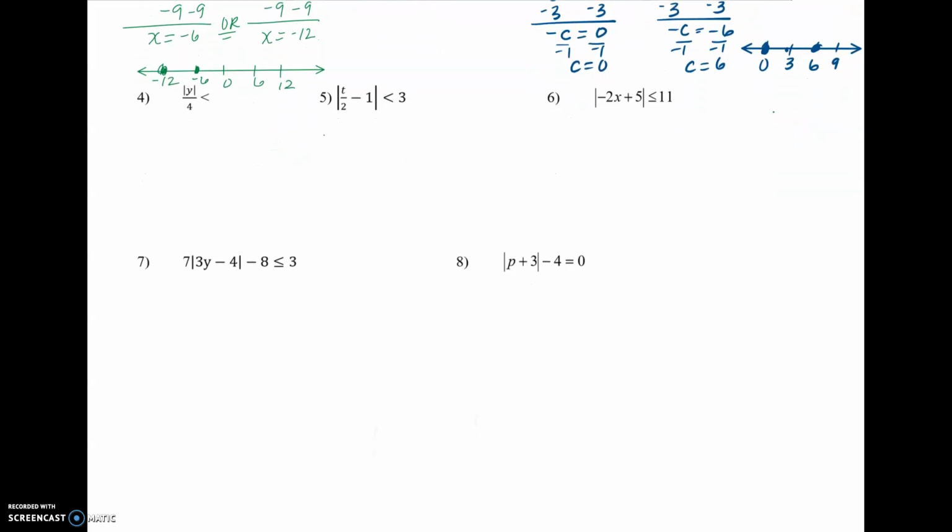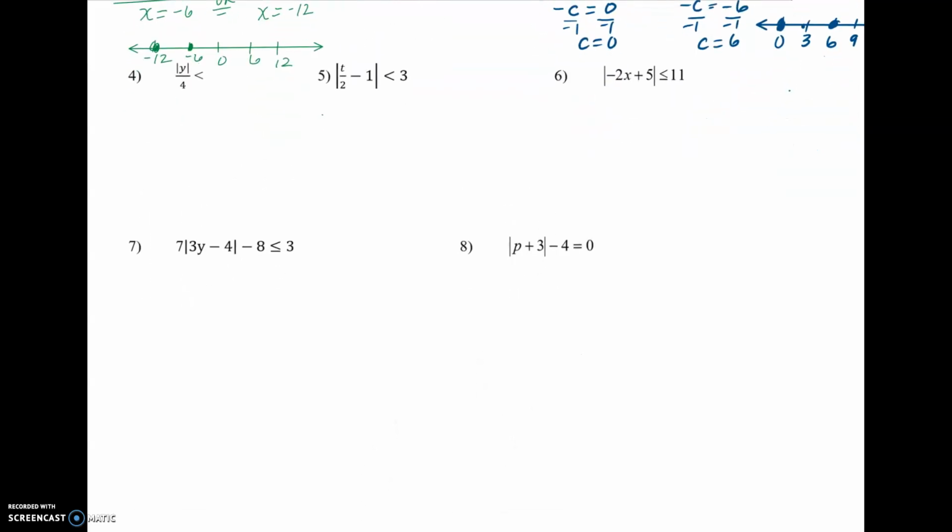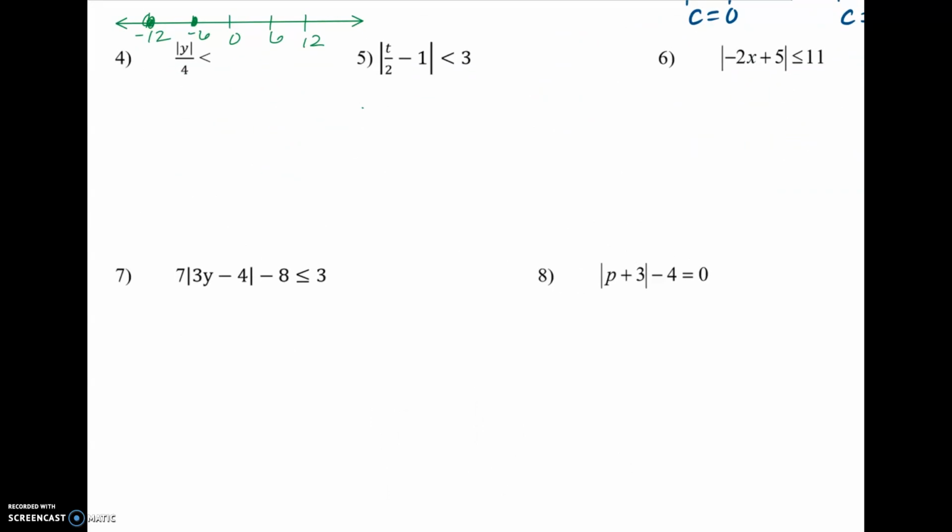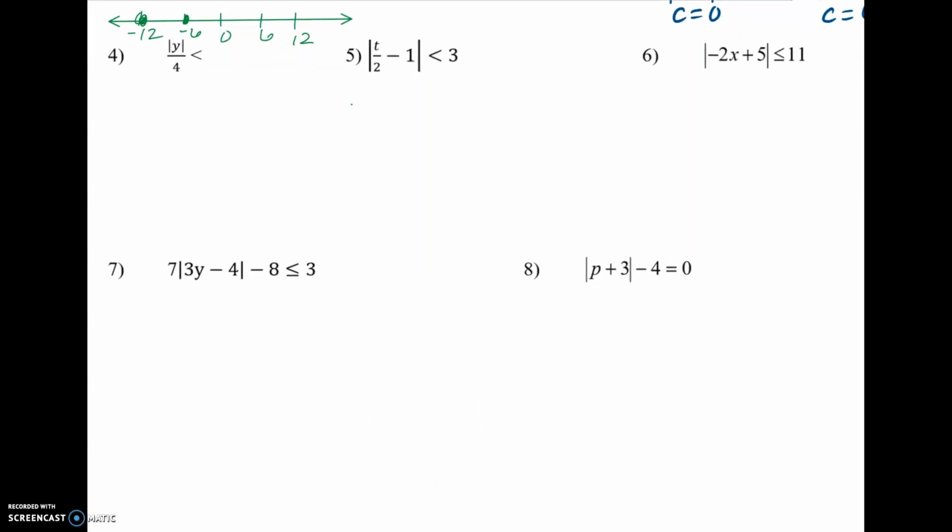Okay, let's go down to number 5. Number 5, the absolute value of t divided by 2 minus 1 is less than 3. When I have a less than, it's an and. I take it out of absolute value and I set the other side the opposite. So it's negative 3 is less than t over 2 minus 1, which is less than 3.